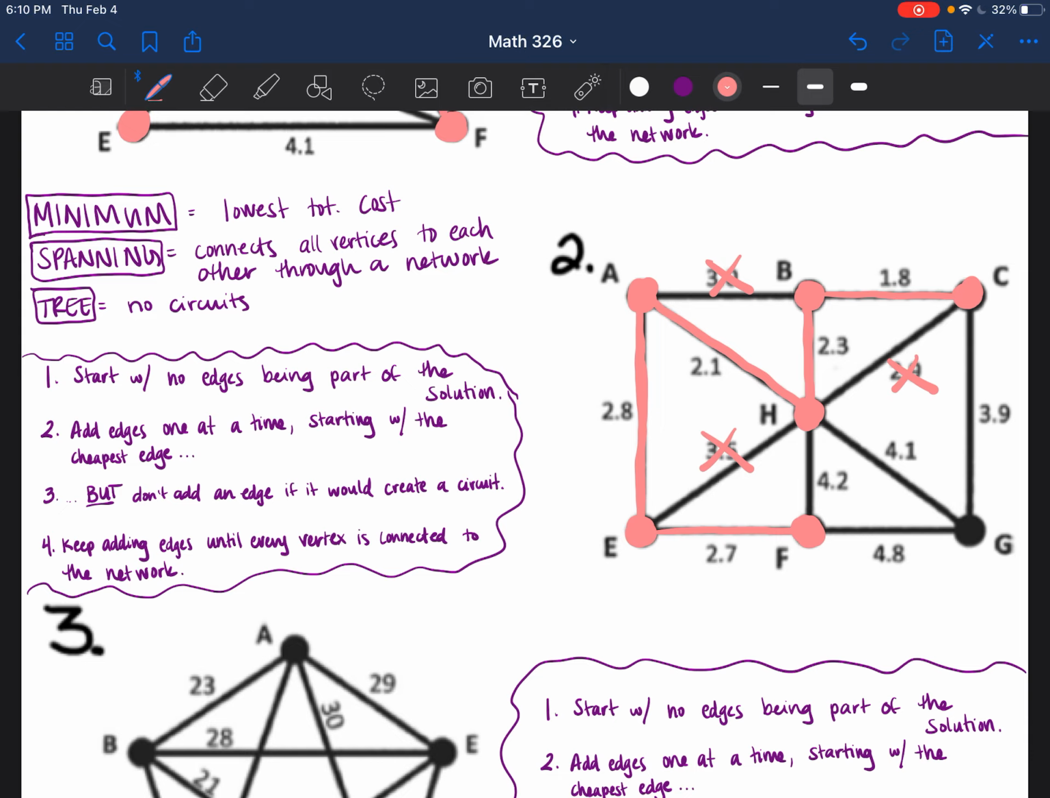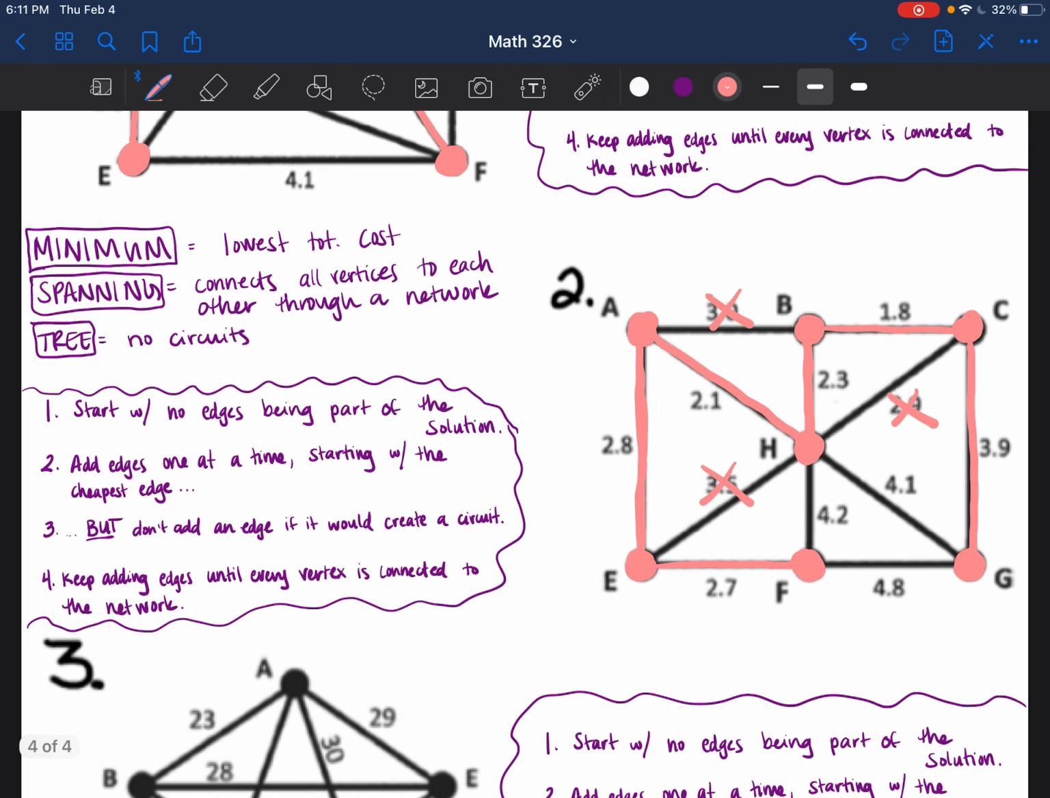But no worries, our next lowest is 3.9, and look, it connects G to our network, and it doesn't create a circuit. So we have successfully made a minimum spanning tree because we used all the lowest edges we could. We've connected all the vertices to each other through a network, and we haven't created any circuits. So using Kruskal's algorithm, we have a minimum spanning tree for this graph.